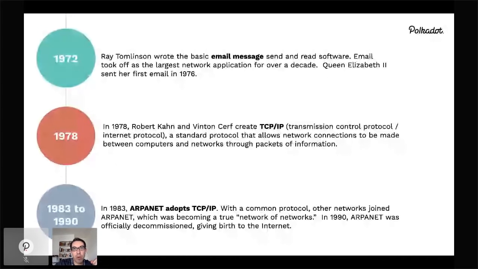And in fact, very quickly, it became apparent that communication was a major part of what people wanted to use this network for. Before there was email, people would basically send files or update files in other people's home directories to send messages to others. Soon after that, in the early 70s, this was formalized into a real email system. And very quickly, people started using it. In fact, Queen Elizabeth II sent her first email in 1976.